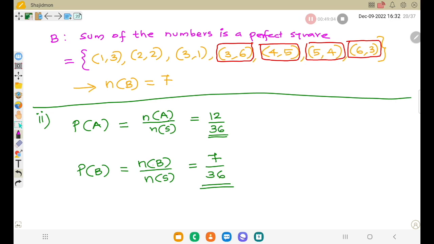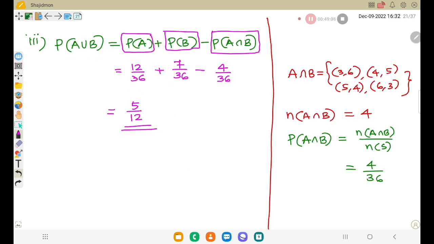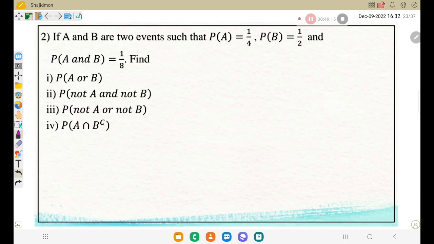We have calculated the probability of A, the probability of B, and after that the probability of A union B. Hope you understood that question. Okay, now we will go to question number 2. What is question number 2?